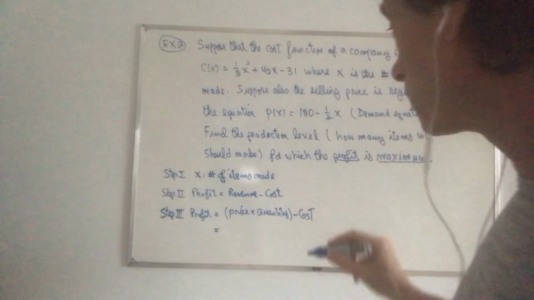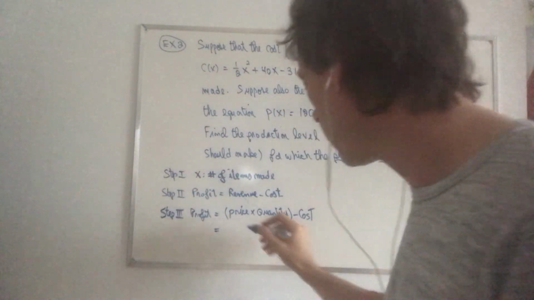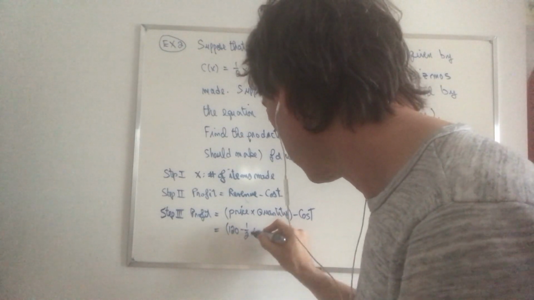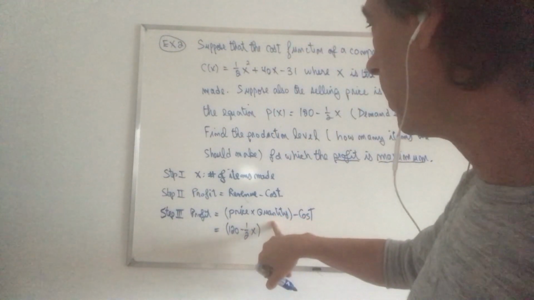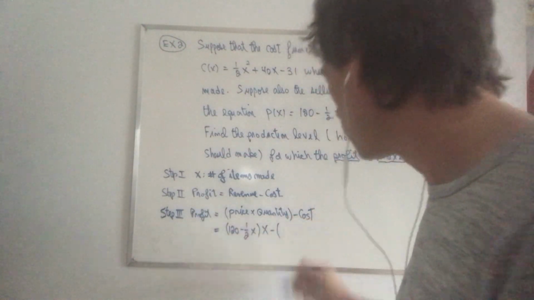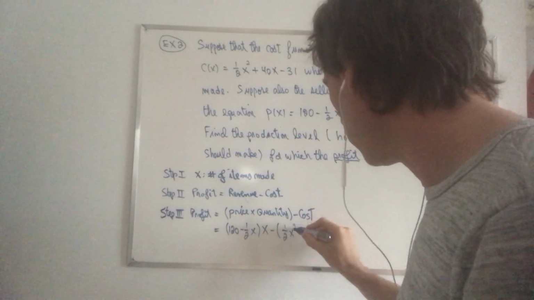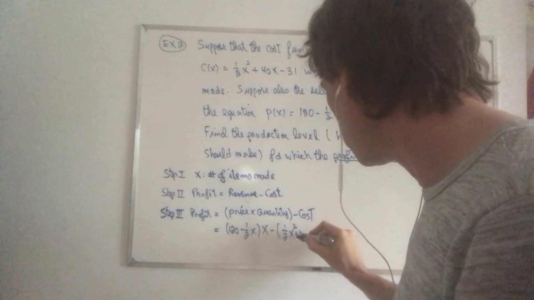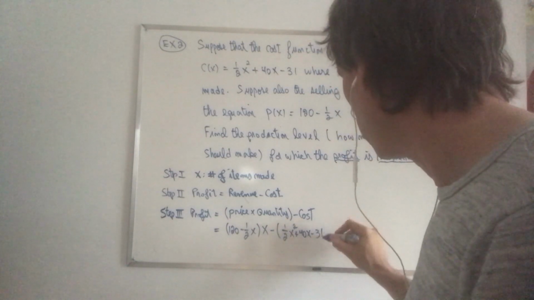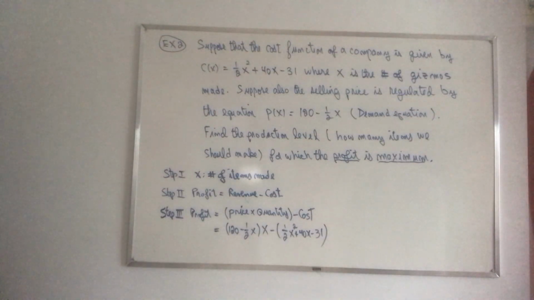So price, what is price? They give me price. Price is 120 minus a half x. So 120 minus a half x multiplied by the quantity. Well, the quantity is x. That's the number of gizmos that we make. Minus my cost. Well, they give me my cost. So half x squared minus 40x minus 31, right? Okay, good.